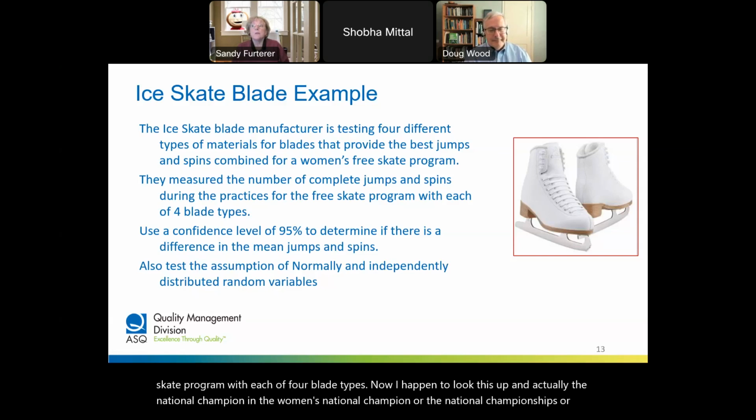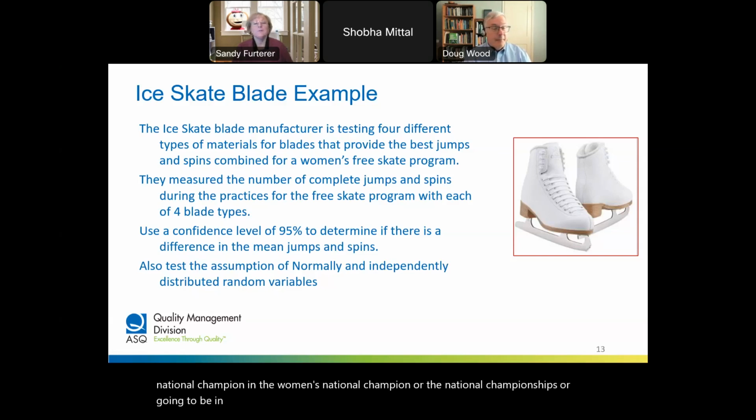Now, I happened to look this up, and actually the women's national championships are going to be in Columbus, Ohio this January. Ooh, very exciting. Yes, got my tickets already.